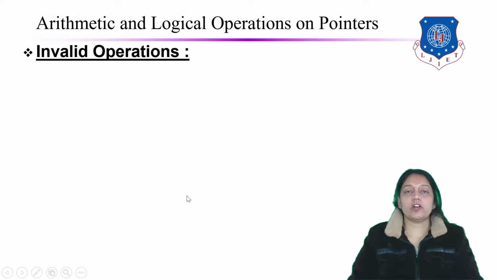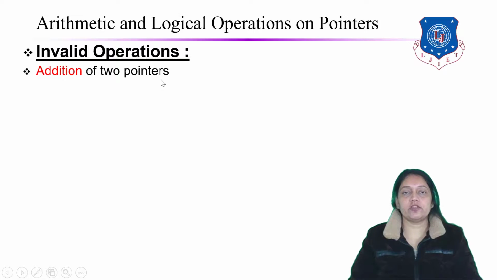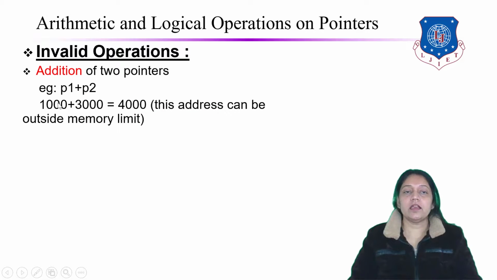Now let's see what are the invalid operations. Which operations you cannot perform on pointers. So you cannot perform addition of two pointers. You can perform subtraction on two pointers provided it points to a same array, but you cannot perform addition on two pointers. That is, you cannot write P1 plus P2 if P1 and P2 are pointers. Why? Because say for example, P1 is having the address of 1000 and P2 is having the address of 3000. So when I add, I'll get 4000.